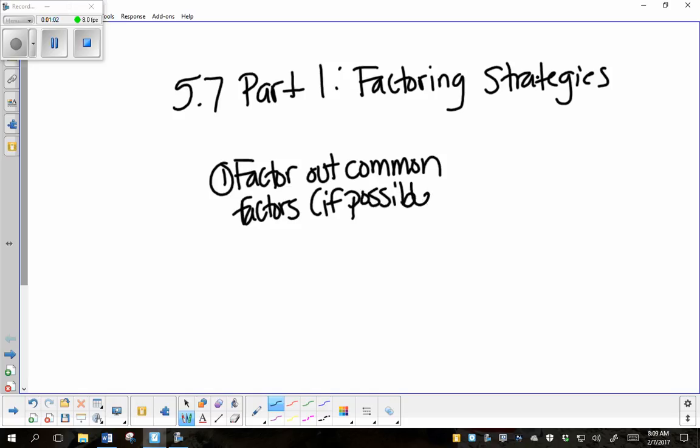Whenever you ask me a question and I'm coming around, a lot of the time I say, can you take something out of everything? That means, is there one number that you can divide out of all those terms that might lead you to a better factoring strategy? So you always want to do that first, no matter what.